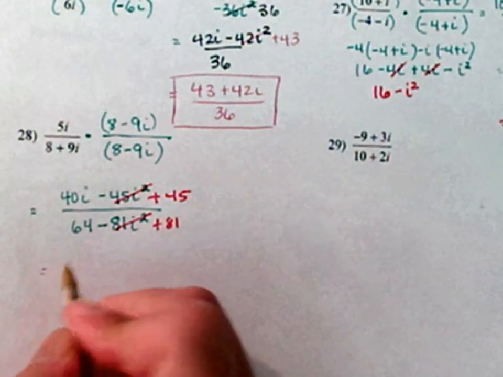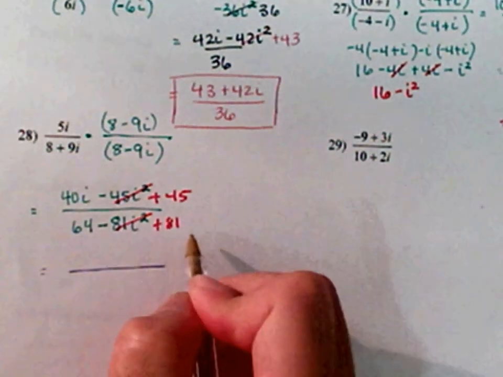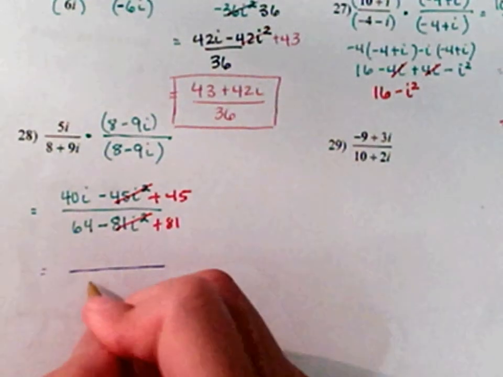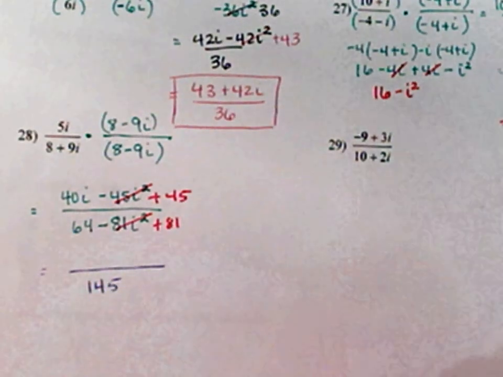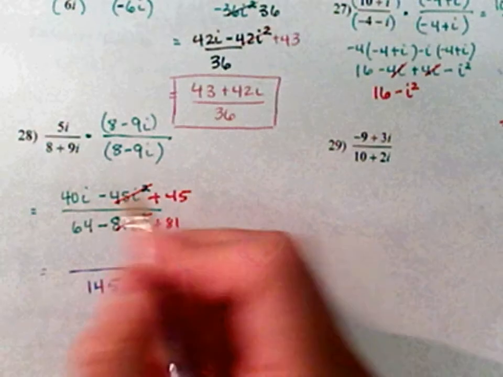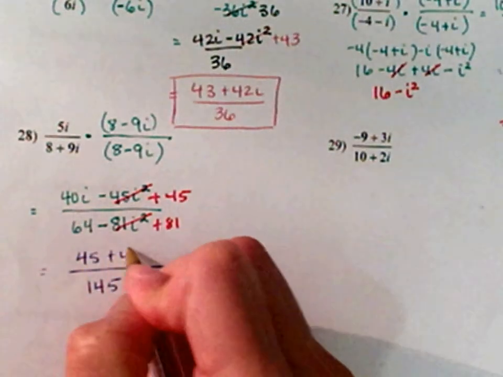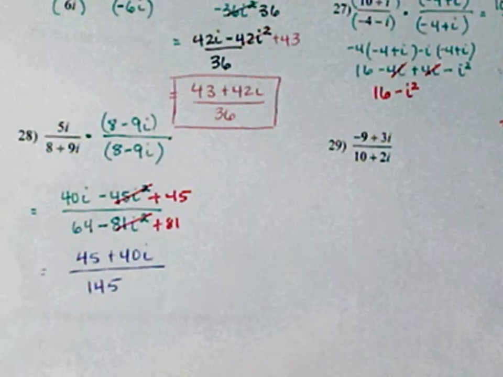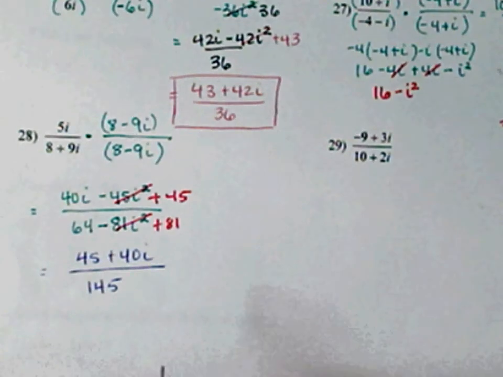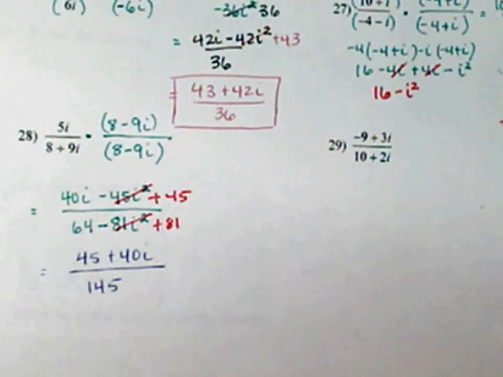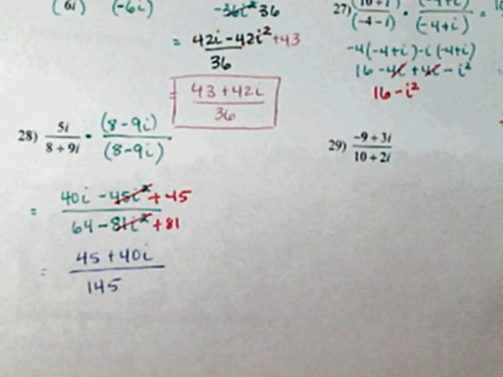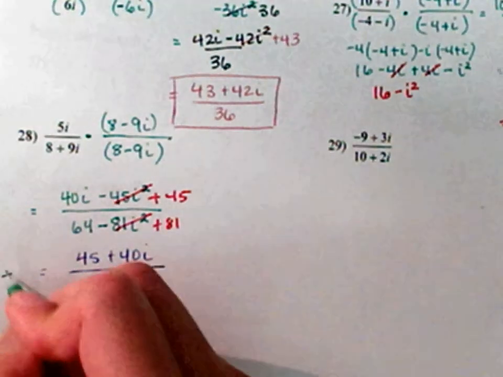Continue with your math. 64 plus 81 leaves you 145. And then you got 45 plus 40i. Alright? Take a look. You got 45, 40, and 145. Any number that goes into all three of those. Well, 5. So I'm going to divide everything by 5.